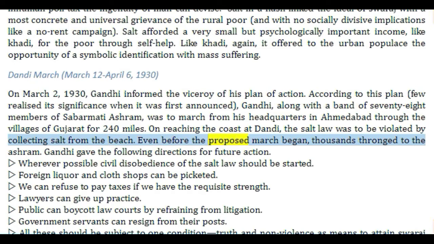Even before the proposed march began, thousands thronged to the ashram. Gandhi gave the following directions for future action. Wherever possible, civil disobedience of the salt law should be started. Foreign liquor and cloth shops can be picketed. We can refuse to pay taxes if we have the requisite strength. Lawyers can give up practice. The public can boycott law courts by refraining from litigation. Government servants can resign from their posts.